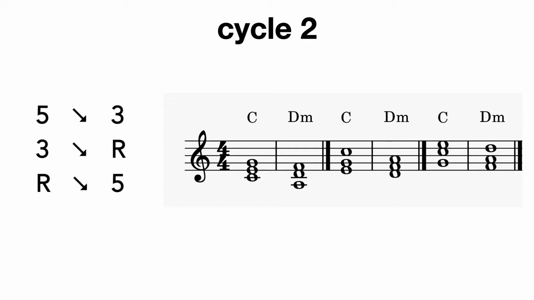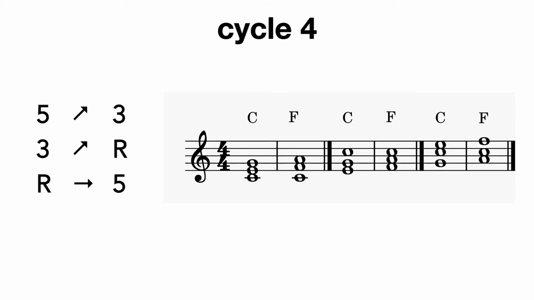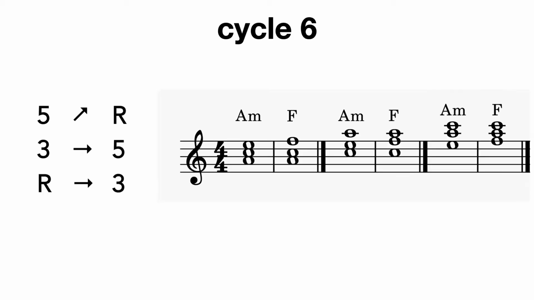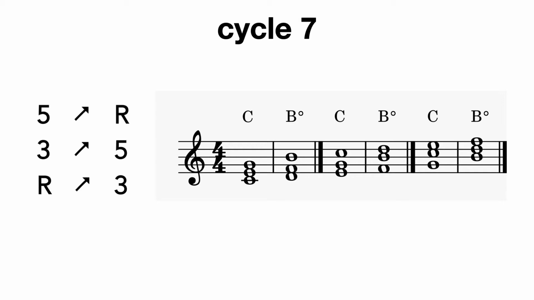If we look at the 4th cycle, this is going to be our generalized voice leading. If we look at the 6th cycle, this is going to be our generalized voice leading. And if we look at the 7th cycle, this is our generalized voice leading. So remember, we have a 2, a 4, a 6, and a 7 cycle in this possible tonic-subdominant-dominant cycle.